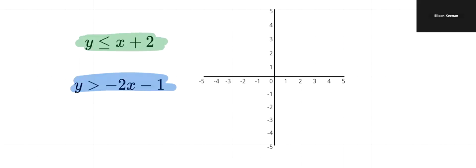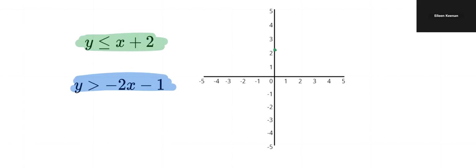So start with green. First of all, am I going to have a dotted line or a solid line? I'm going to have a solid line because it has that line underneath the inequality. So I start with my b, which in this inequality is 2 for the green one. It's positive 2. That's our y-intercept.